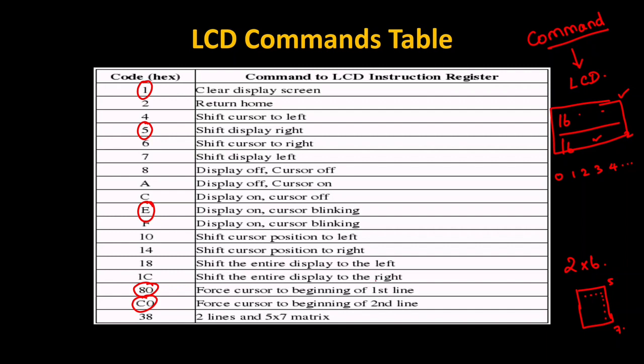So if it is 80, it is going to start its display from the 0th position. If it is 81, it is going to start its display at the first position. If it is 82, it is going to start its display from the second position. In the same way, if it is C0, it is going to start its display in the second line 0th position. If it is C1, second line first position. If it is C2, it is your second line second position. Like this, we can go up to 8F here, and here you can go up to CF, right? Because it is 2 cross 16, so 16 characters can be displayed.